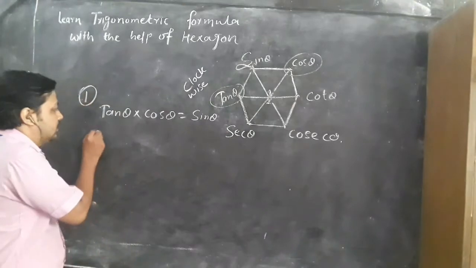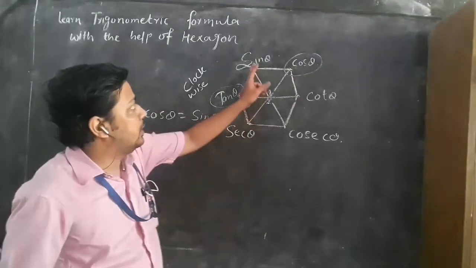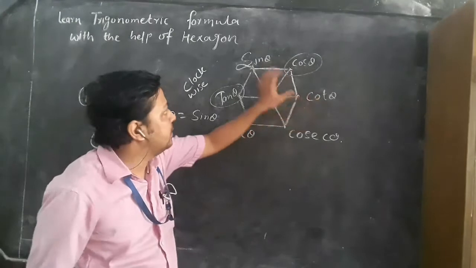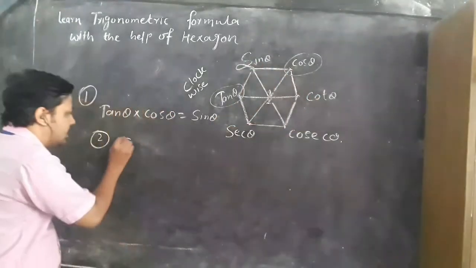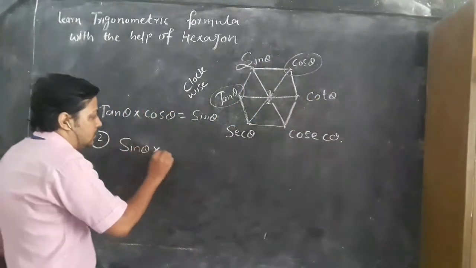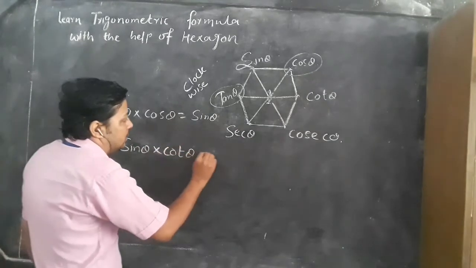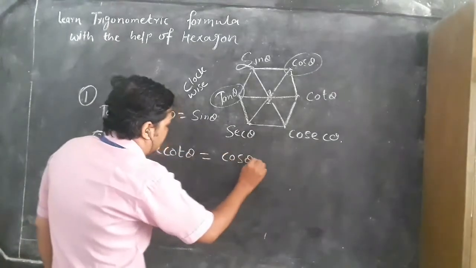So similarly, take this one and multiply this one into this one: sin theta into cot theta, the result will be cos theta.